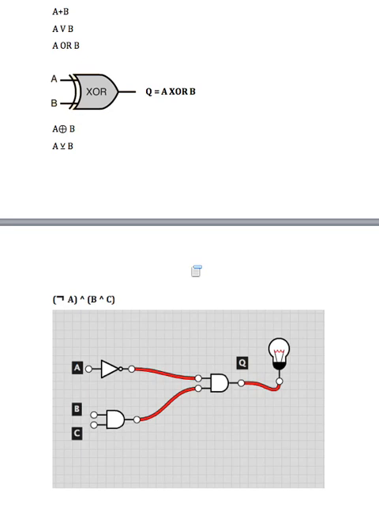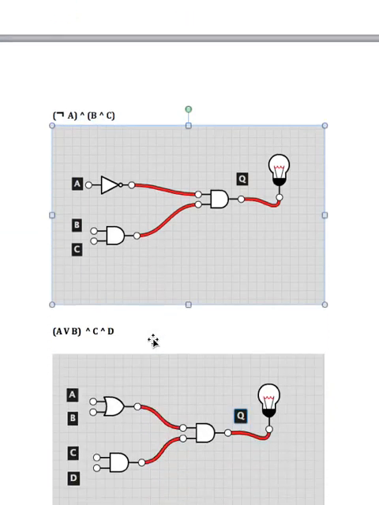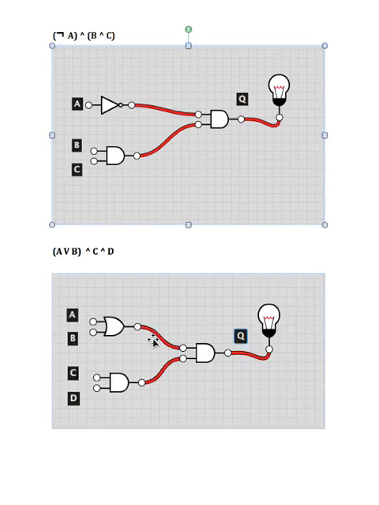Let's try that again. Brackets NOT A AND brackets B AND C. So this expression equals that circuit. Now we've covered the truth tables before, so we won't do that again.